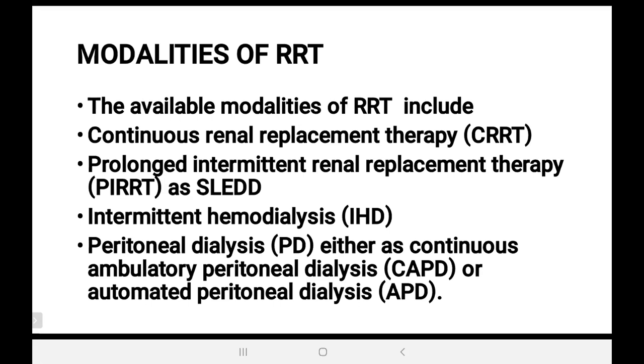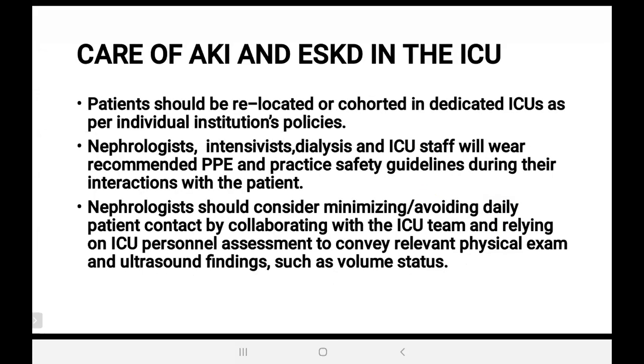Intermittent hemodialysis is of course important because very, very few units in this country have CRRT. Peritoneal dialysis, either as continuous ambulatory peritoneal dialysis or automated peritoneal dialysis, or acute peritoneal dialysis, is equally important, particularly in children. But in adults too, where hemodialysis facilities may not be available, it becomes very important.